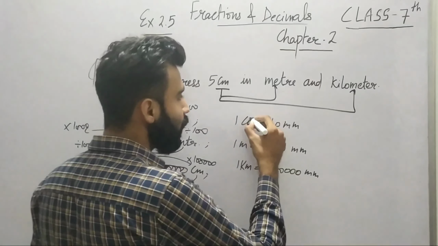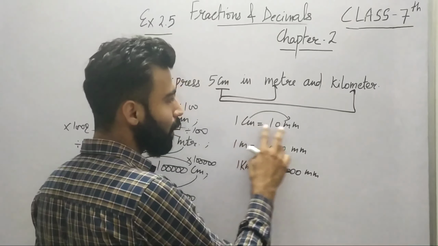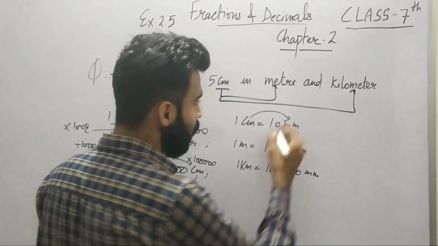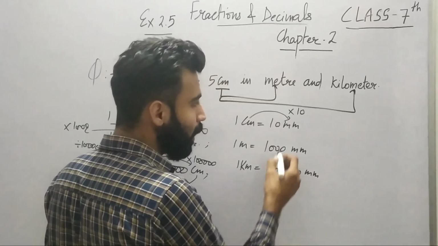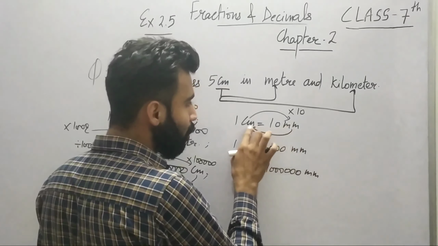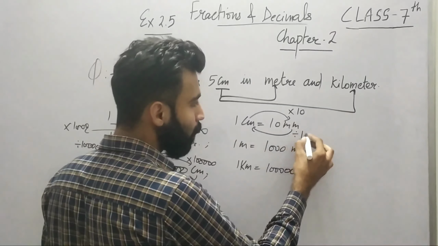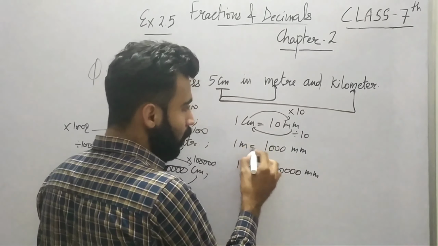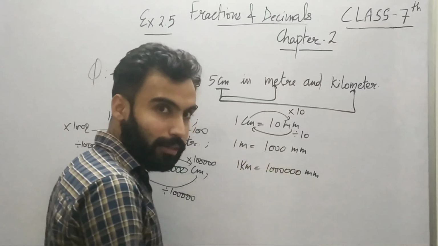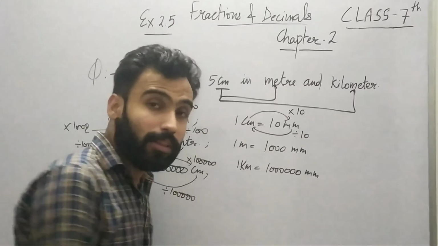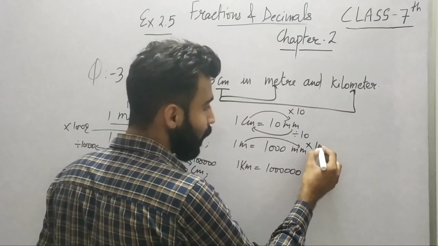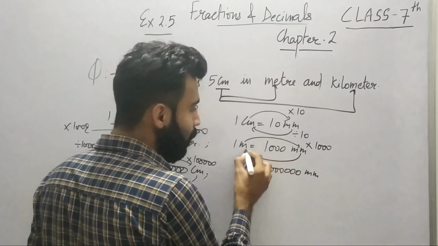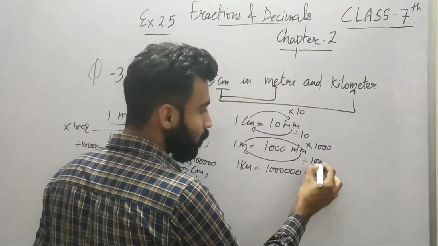So to convert centimeter into millimeter, you know 1 centimeter has got 10 mm, right? So to convert centimeter into millimeter, you have to multiply it by 10. So to convert millimeter into centimeter, you have to divide it by 10. Now there are 1000 millimeters in 1 meter. So to convert meter into millimeter, you have to multiply by 1000. So to convert millimeter into meter, you have to divide by 1000.